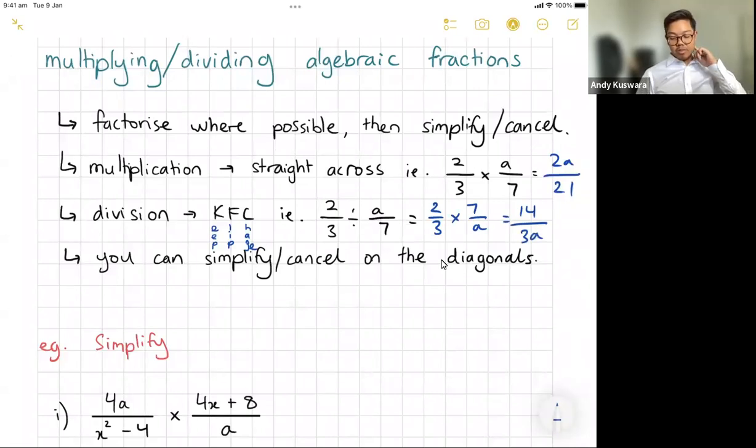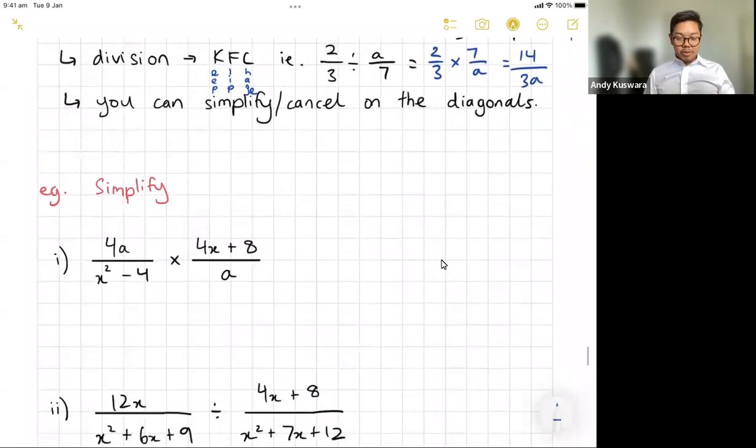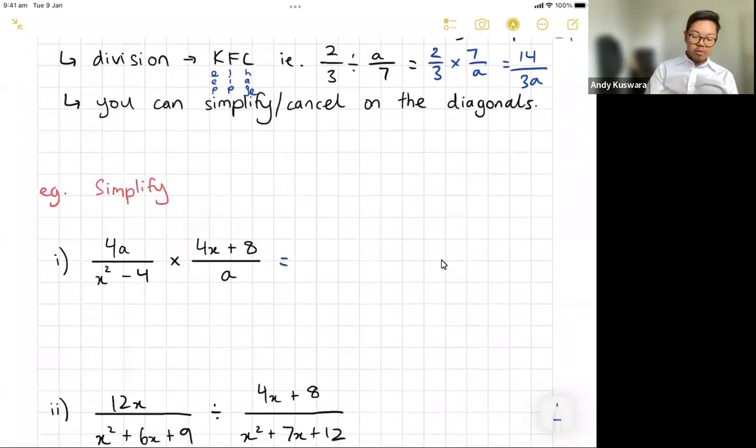Okay, and the other thing is you can simplify on the diagonals. I'll show you how to do that. So what we want to do is, with all these questions, let's factorize where possible. So this one's a multiply, I want to multiply across. It'll be too messy if I go straight across. So I'm going to factorize each of these terms. This bottom is a difference of two squares, if you remember. So that will become x plus 2, x minus 2.